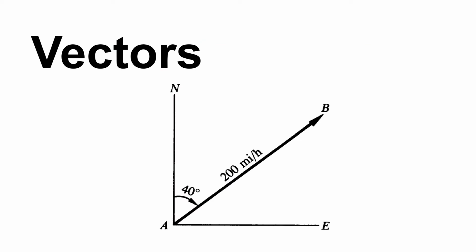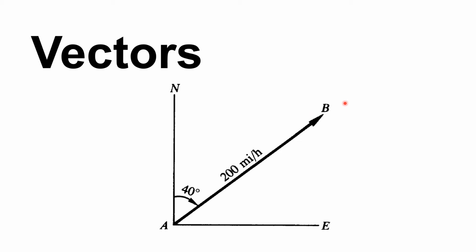Let's start our discussion with vectors. Any physical quantity like force or velocity which has both magnitude and direction is called a vector quantity. A vector quantity may be represented by a directed line segment. As you can see, it has an arrowhead, and this is what you call a vector. It is a line segment with an arrowhead.